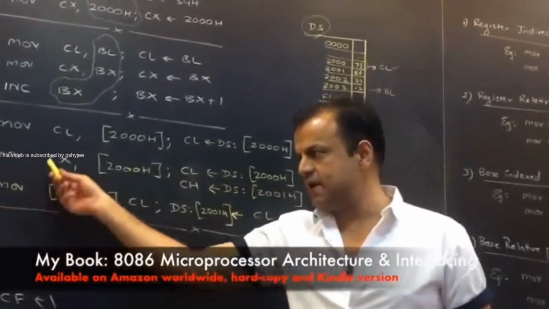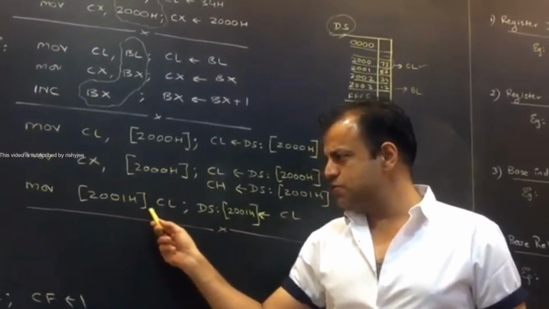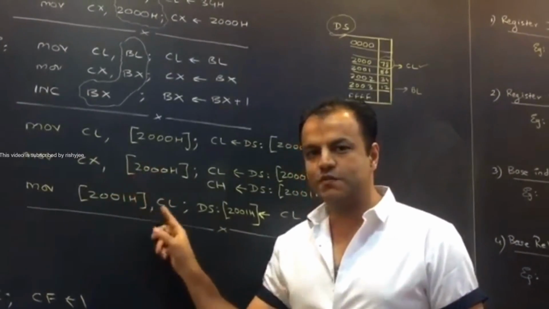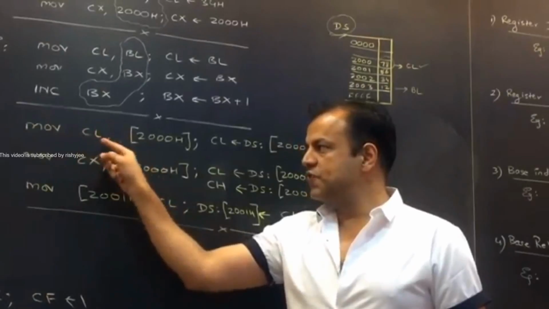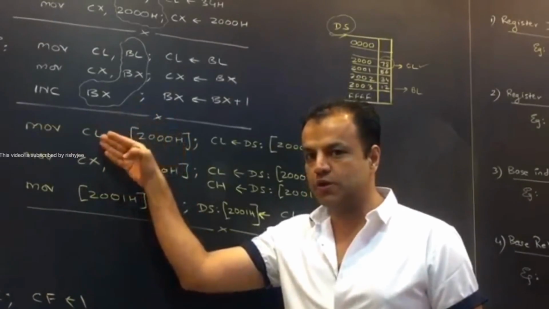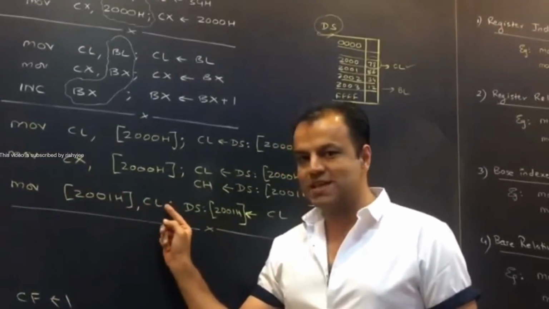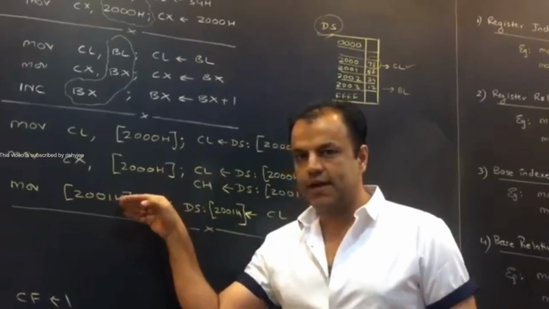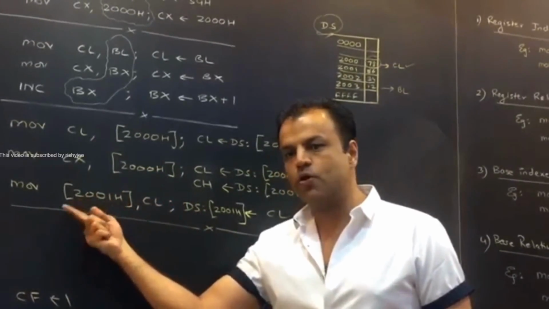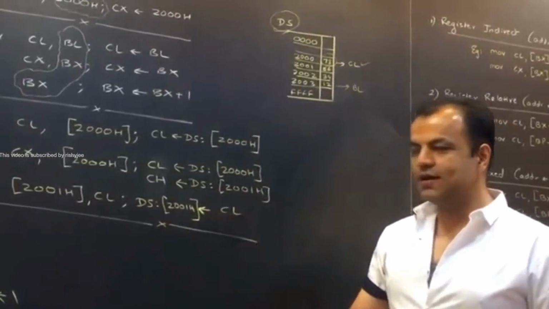I'm taking a reverse example. I'll come to that one in a second. Move square bracket 2001 comma CL. You always write the destination first and then the source. Move CL comma square bracket 2000, CL gets the data from location 2000. Now the reverse operation. Move square bracket 2001 comma CL. CL will give the data to location 2001 of the data segment. Data segment offset address 2001 will get the data from CL.